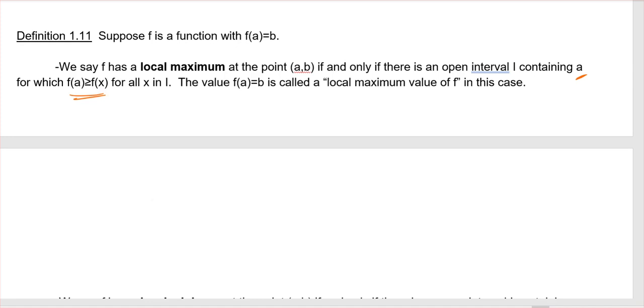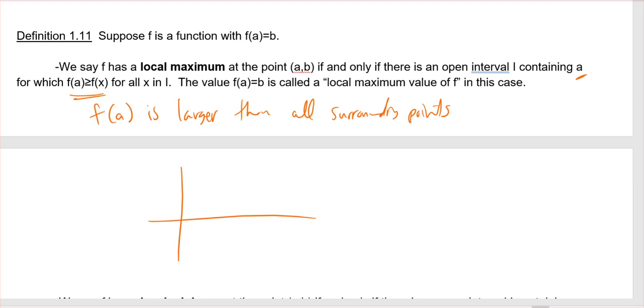So what this means is f of a is larger than all surrounding points. Right? It's larger than all the stuff around it. So if I have, here's a picture, here's a nice function, and we'd say, okay, here's your interval I, and I've got my function value right here, here's a, this is the point (a, b), f of a equal b, right? So this is called a local maximum.